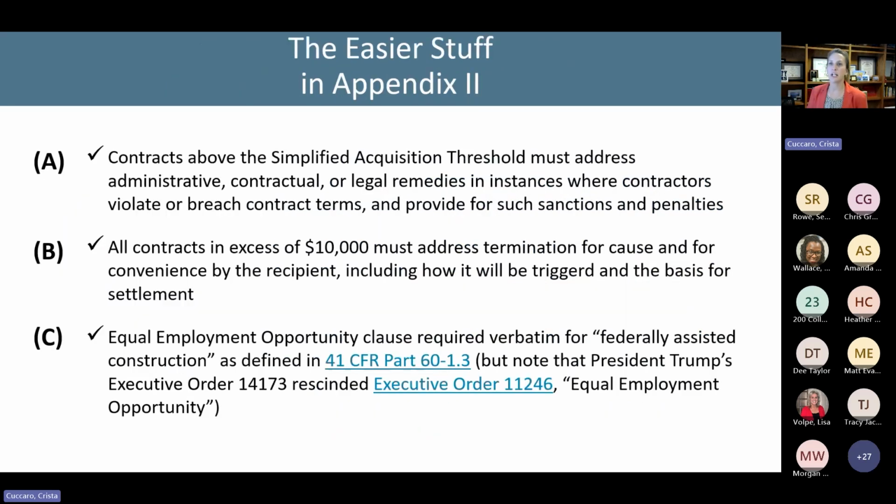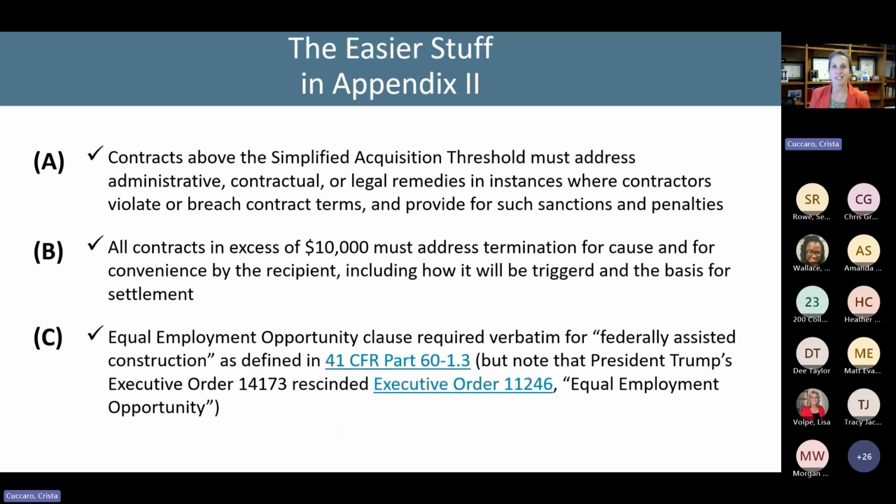So we'll start here, and I've got them listed. The general requirement is the text paragraph that you see, and then the letter off to the left is the subsection in Appendix 2 where we find the requirement. Subsection A tells us that for contracts above the simplified acquisition threshold, we have to include remedies in our contract when the contractor violates the terms of the contract, right?